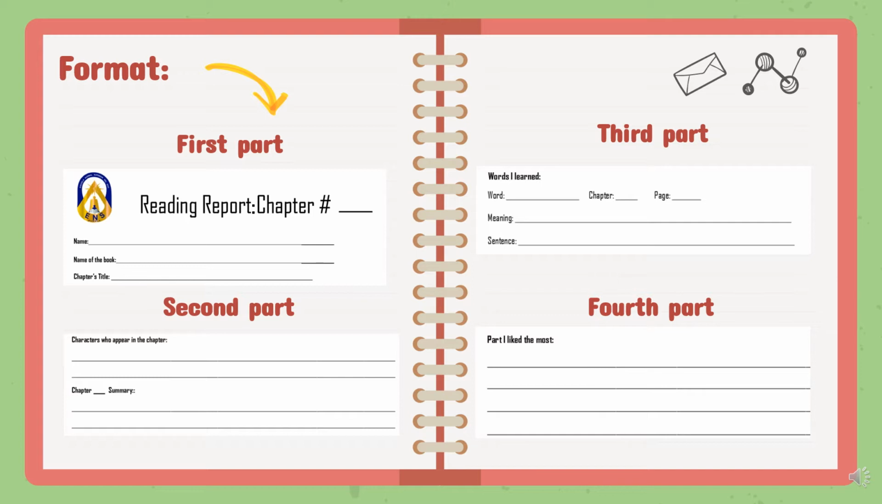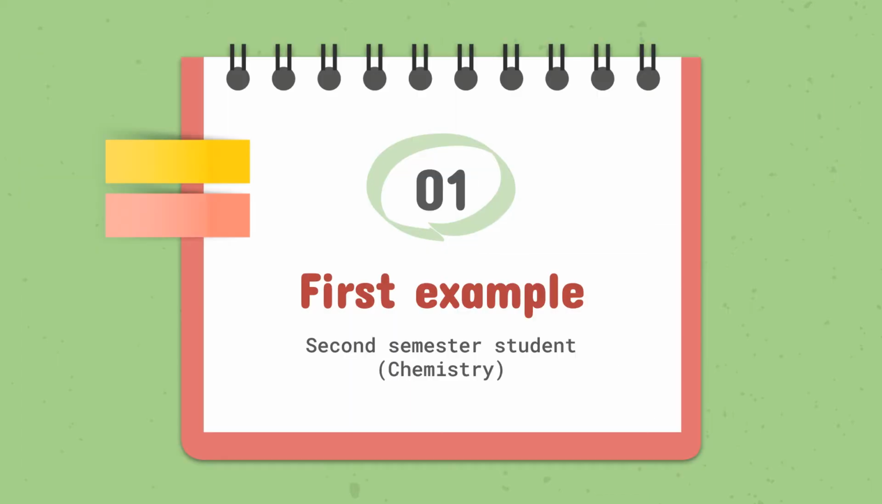Now, the third part has a words I learned section, and in it, the student has to share the newly learned word, the chapter, and the page where he or she found it. They also have to look for the meaning of the word and write the sentence in which the word was being used. And the last part is just a tiny space for them to share their favorite part of the chapter. I'm going to share with you three examples of the reading reports from the students.